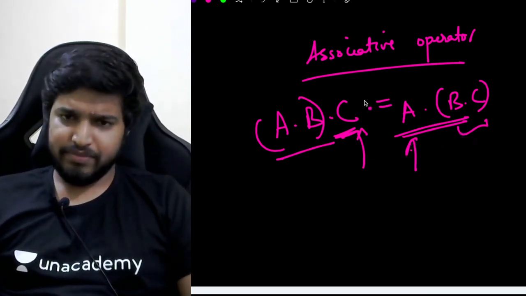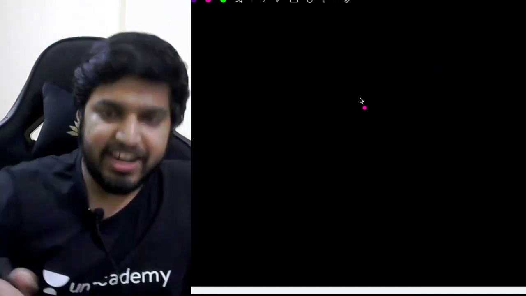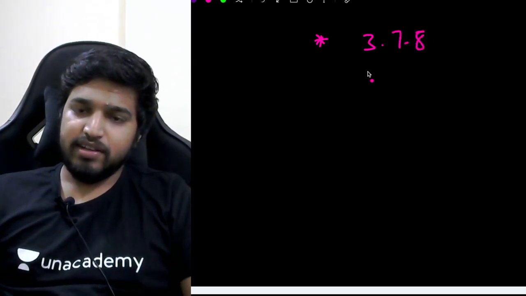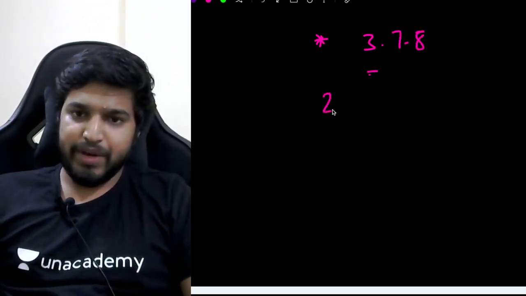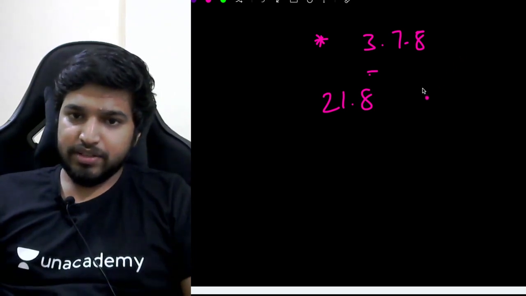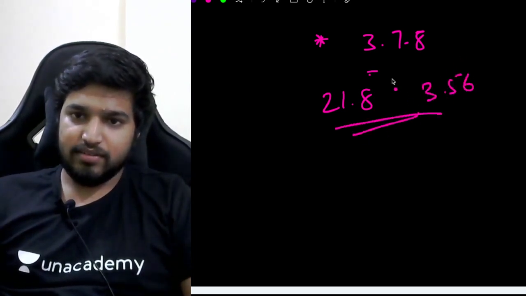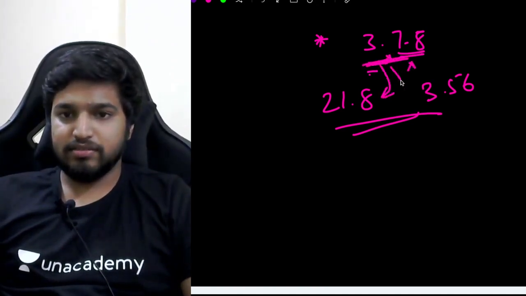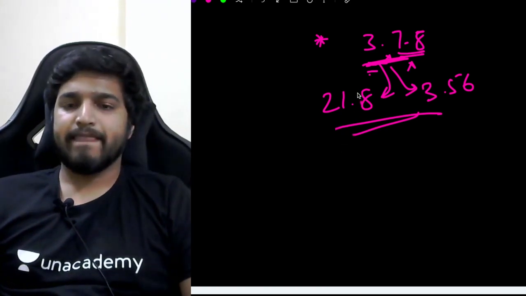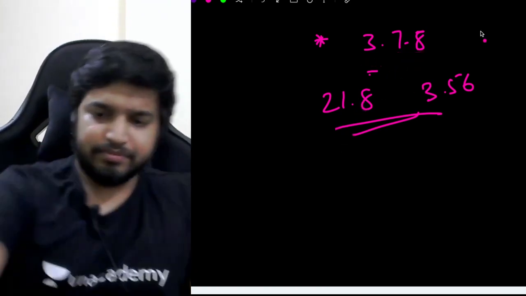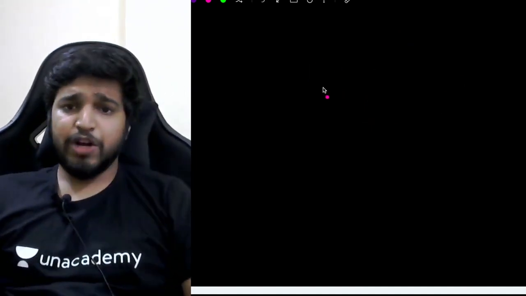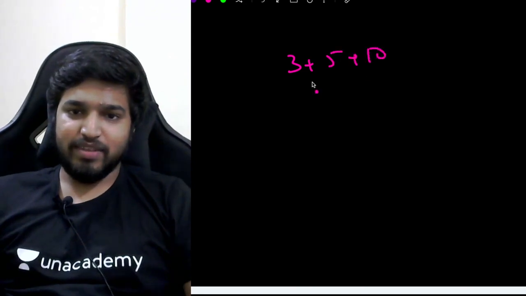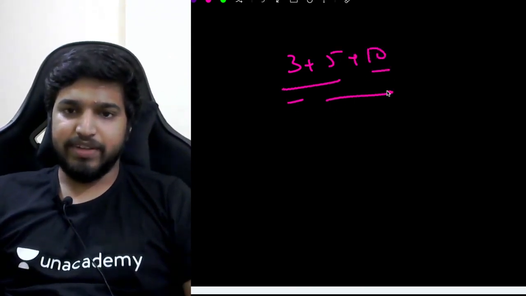An example is multiplication. We saw that 3 into 7 into 8, which is 21 into 8, is also equal to 3 into 56, right? Do this first and multiply by this, or do this first and multiply by this. Simple. What other operators do you know? One of them is addition. 3 plus 5 plus 10, 8 plus 10, is the same as 3 plus 15.